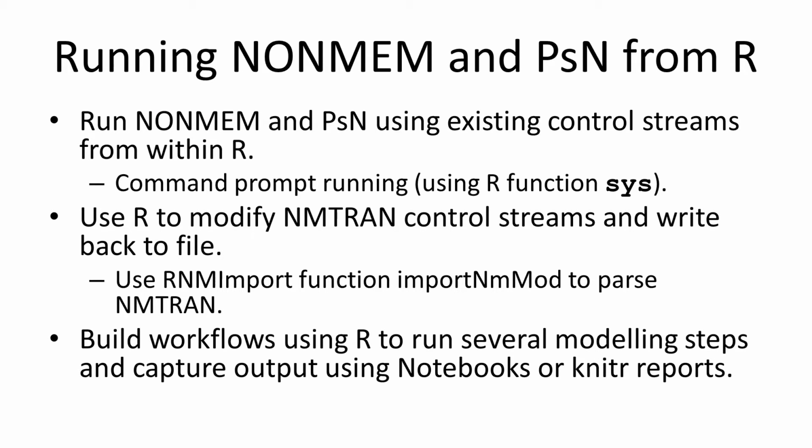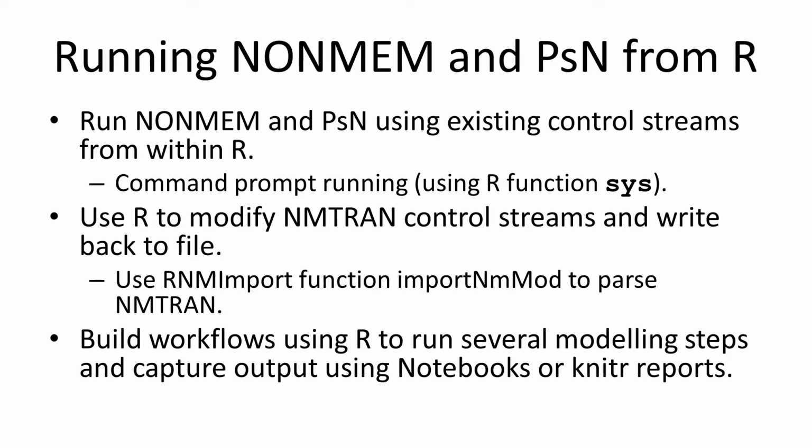So there's various things that rspeaksnonmem does. The first of these is very simple, and it runs NONMEM. If you have existing control streams, then it can run NONMEM and estimate parameters, or it can execute PsN routines from within R. Essentially what we're doing is dropping down to the command shell, command line, and executing NONMEM and PsN. And I've written some wrappers around PsN that would do things like checking the PsN options before it runs, that kind of stuff. We can also use R to modify NM-TRAN control streams and write these back to file.